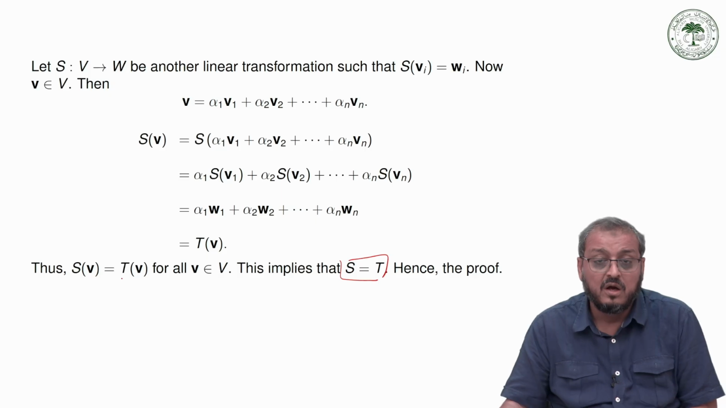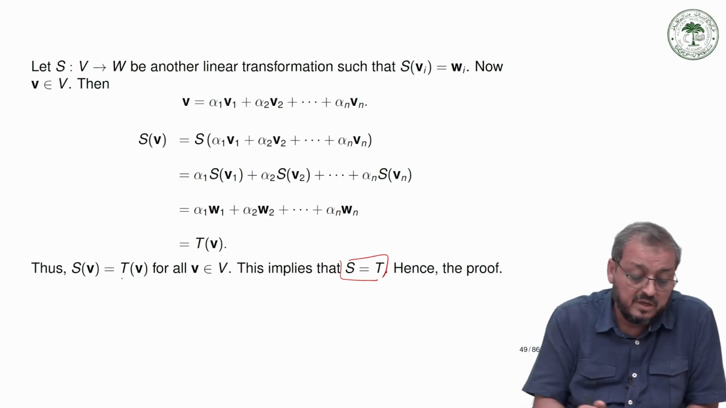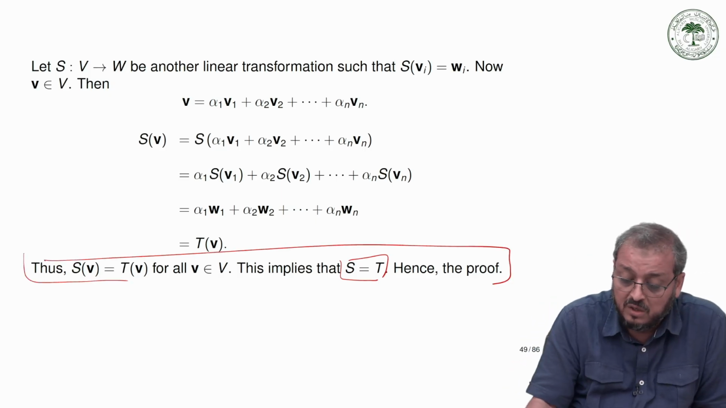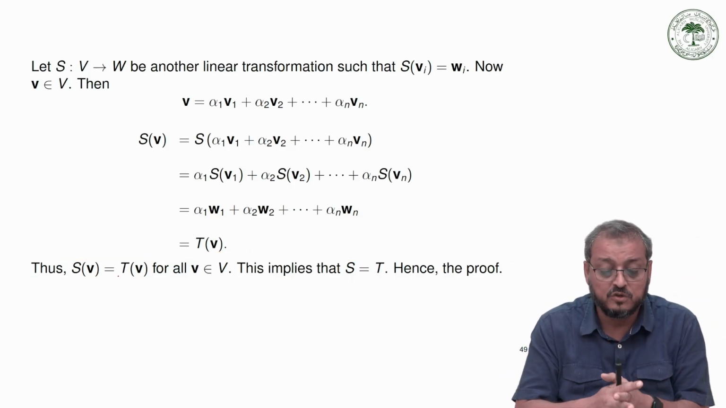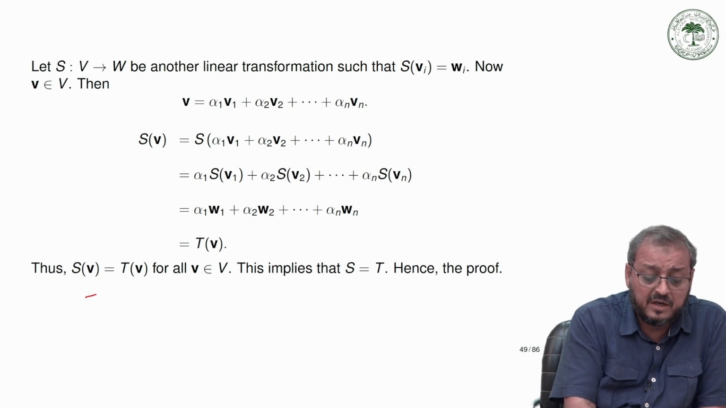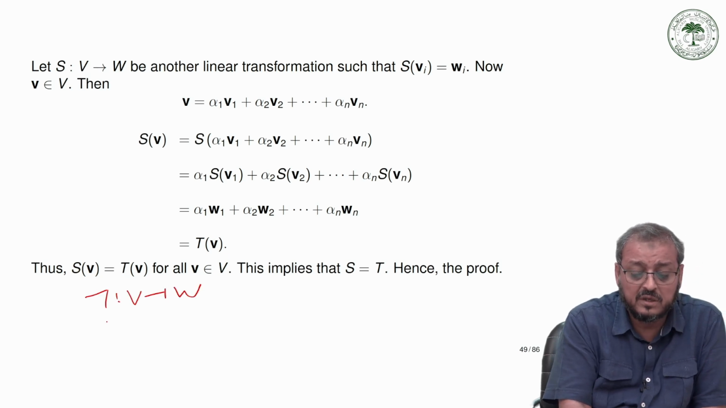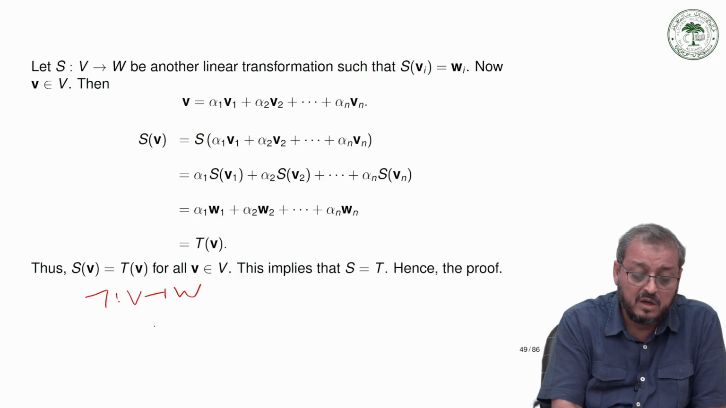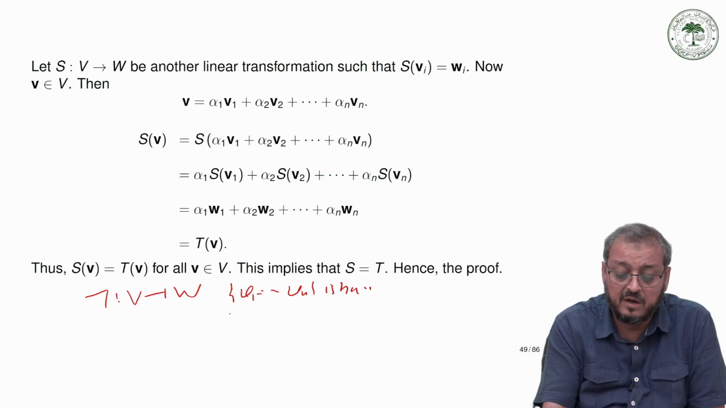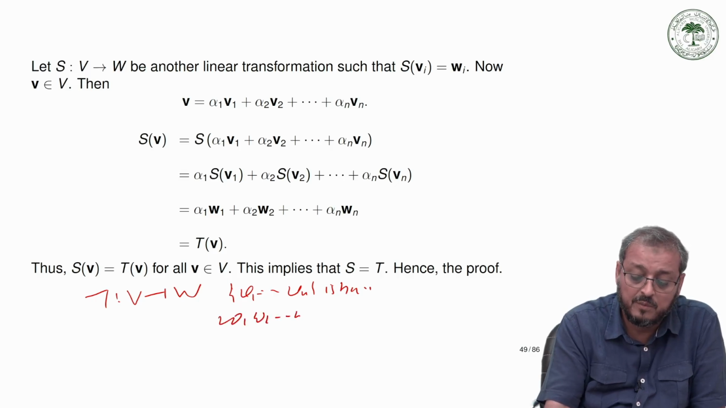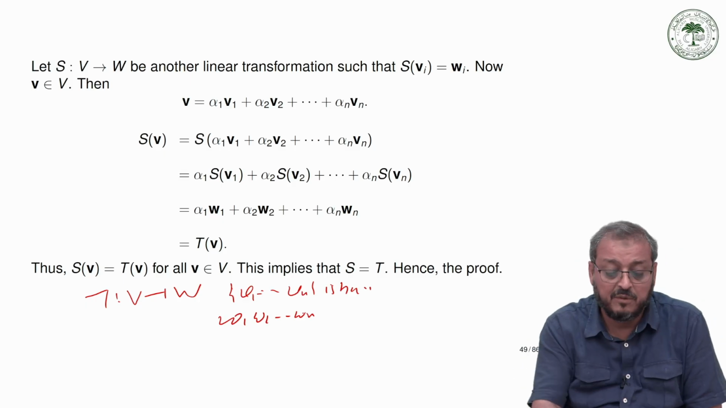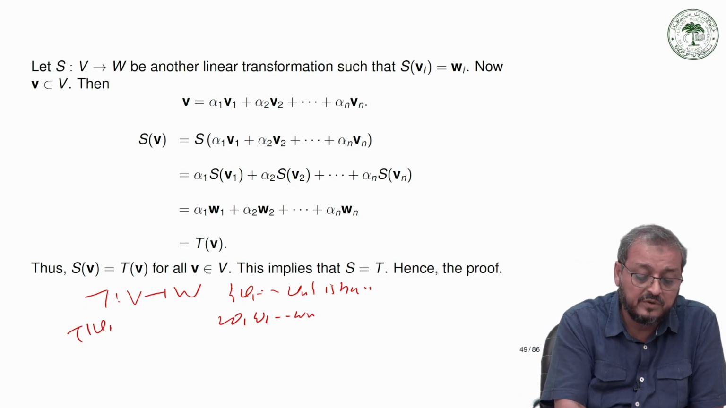This completes the proof of this theorem. That means if we have a T from V to W, where v1 up to vn is a basis of V, and w1, w2 up to wn are any vectors in W, then there is a unique representation such that T of vi is equal to wi.